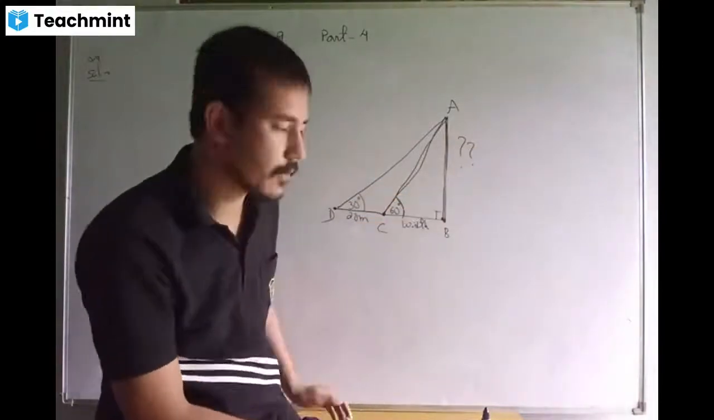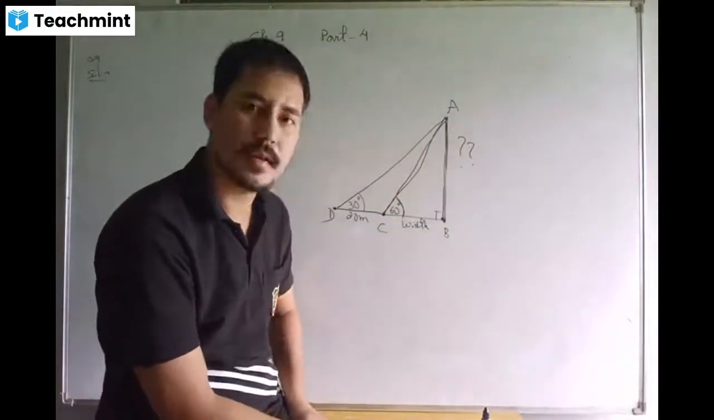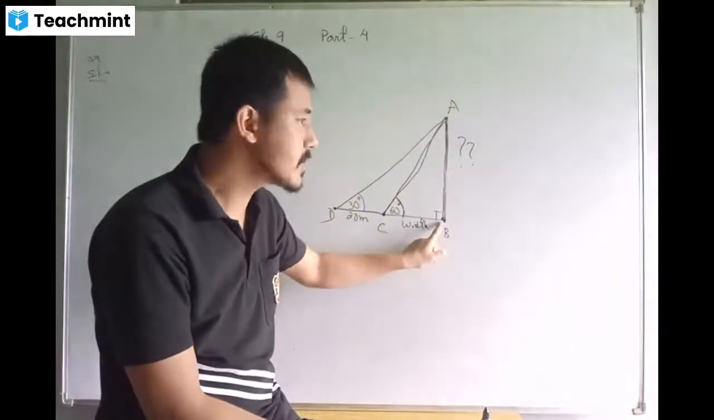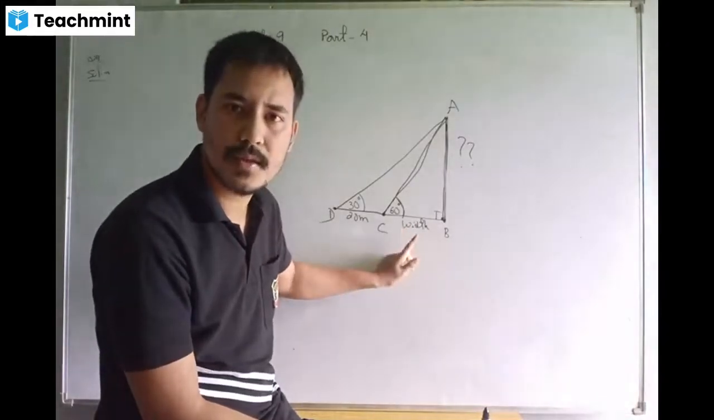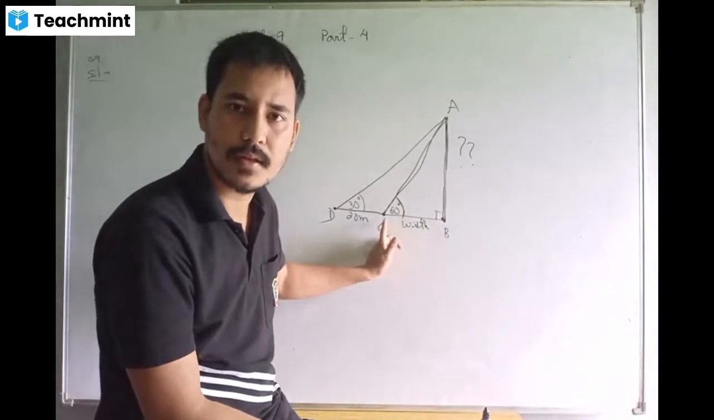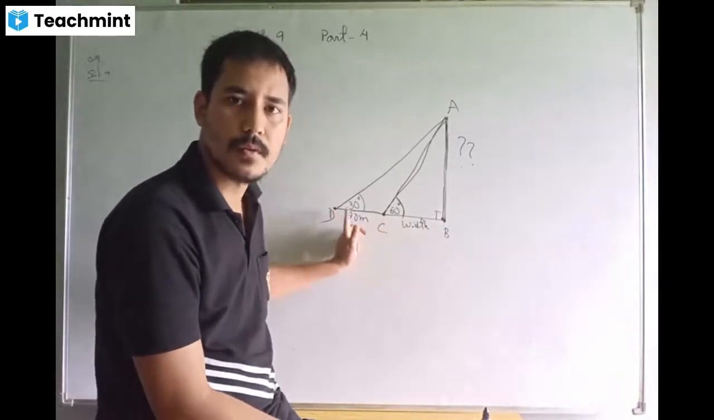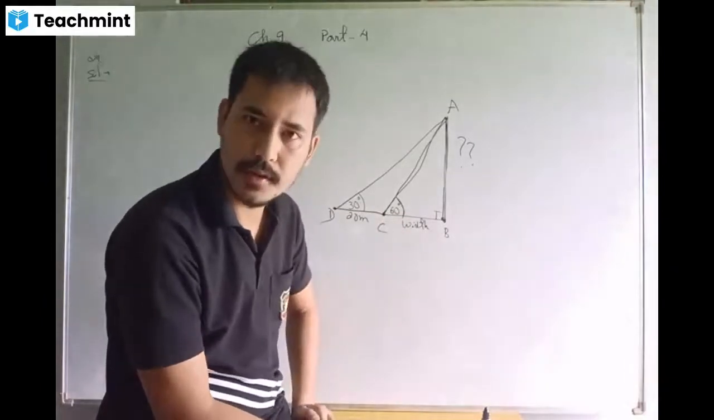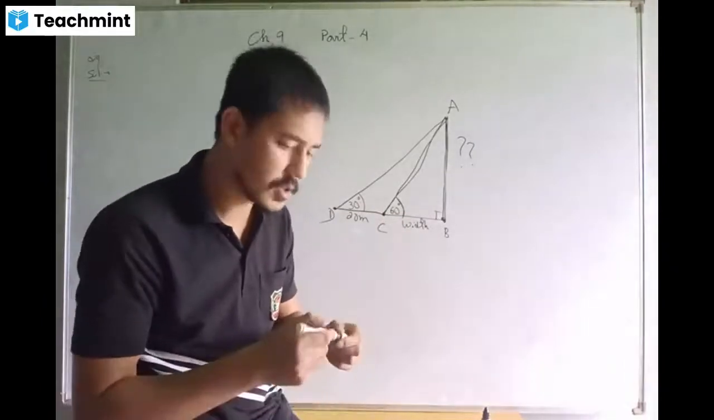Okay, TV tower. And the width of the canal. Here BC, I told you, BC is the width of the canal. Distance between two opposite banks gives you the width of the canal. All right, are you following? Okay, so shall we start?